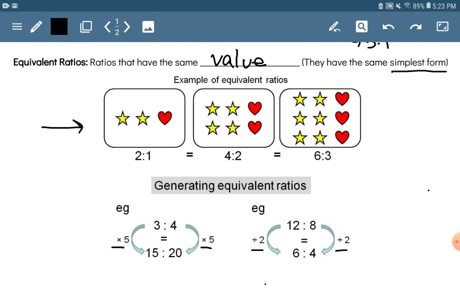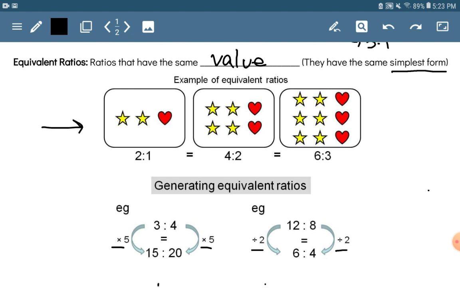So in the first one, we have 2 stars and 1 heart, leaving our ratio to be 2 to 1. In the second, we have 4 stars, 2 hearts, leaving it to be 4 to 2. And in the final, we have 6 stars and 3 hearts, leaving it to be 6 to 3. Those are all equivalent ratios, and it's for this reason that we're going to talk about below.